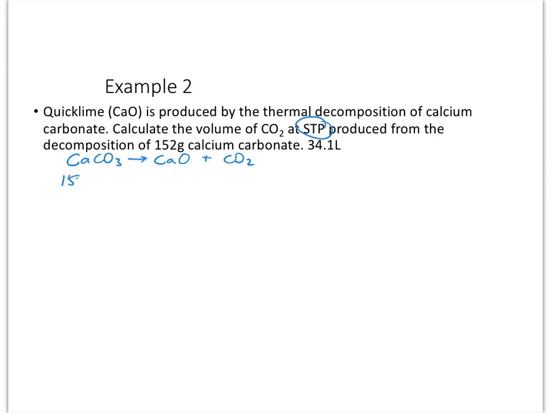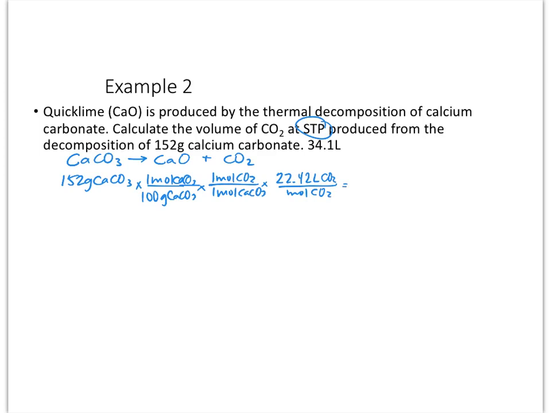So we have 152 grams of calcium carbonate. Let's convert that to moles. The molar mass of calcium carbonate is approximately 100 grams per mole. And now we want to figure out volume of carbon dioxide. So we would go to moles of carbon dioxide, 1 mole of CO2 to 1 mole of calcium carbonate. That's from the equation. And now it's asking us for the volume at STP. Because the volume is at STP, we can go right to 22.42 liters of CO2 per mole of CO2 to get our answer.